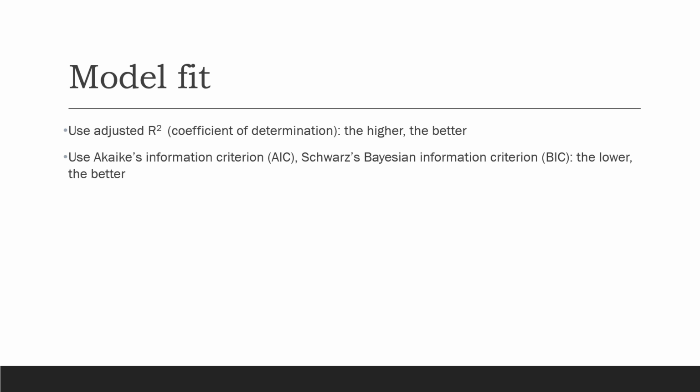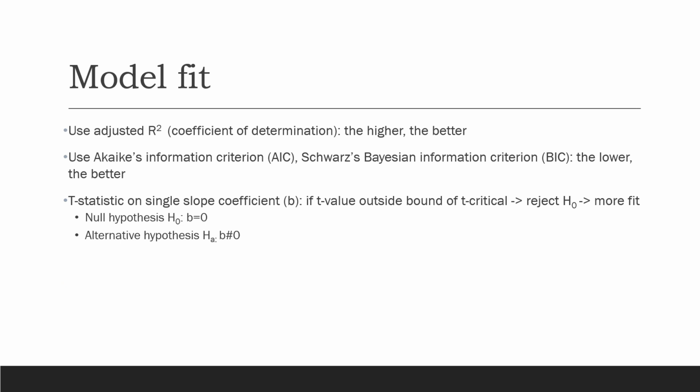The other way is to test if the slope coefficient is significantly different from 0, which means you calculate the t statistic and then compare it with the t critical value. If it is outside the bounds of the t critical values, we can reject the null hypothesis, which means that it is a better fit.